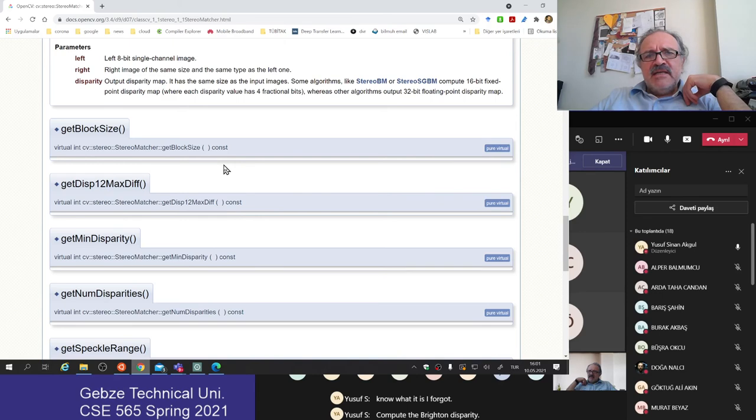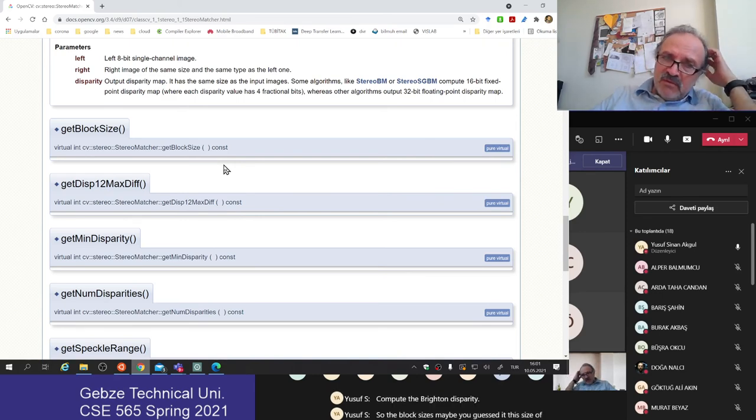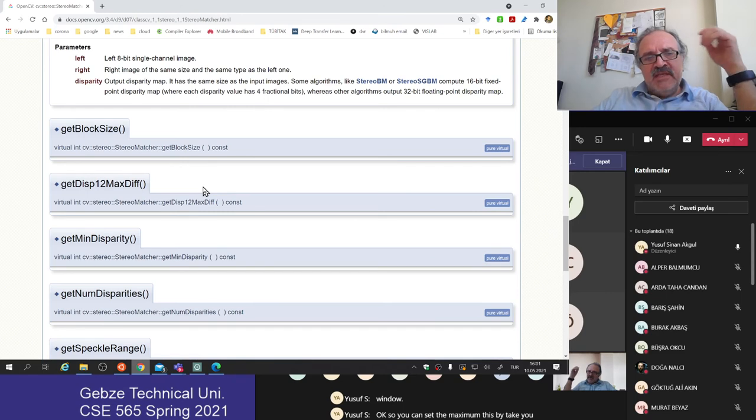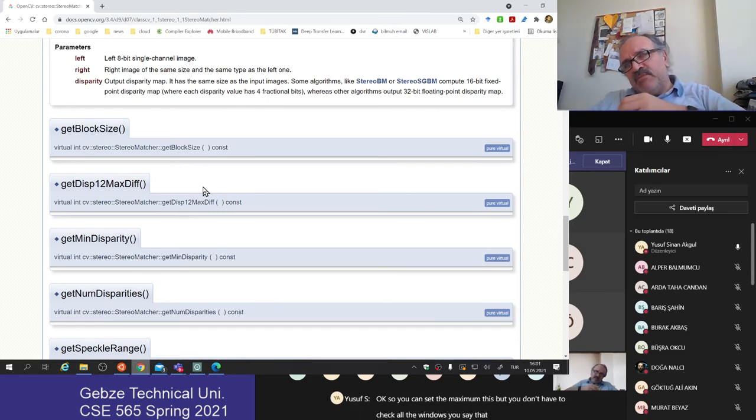So the block size is, maybe you guessed it, the size of your window. Okay, and you can set the maximum disparity. You don't have to check all the windows. You say that my disparity could be at most 20 pixels, so don't look at pixels that are farther away than a disparity of 20. And there is this minimum disparity too. Okay.